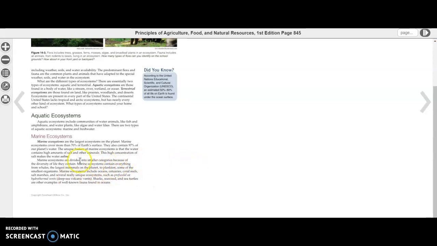Again, you have really big organisms, like your whales, but then you have your smallest organisms on Earth, which is your plankton. These are all located in the marine ecosystem. Marine ecosystems include oceans, estuaries, coral reefs, salt marshes, and several really unique ecosystems such as profundal or hydrothermal vents. We're not really going to get into those, but we will talk about the estuaries, oceans, and stuff like that.